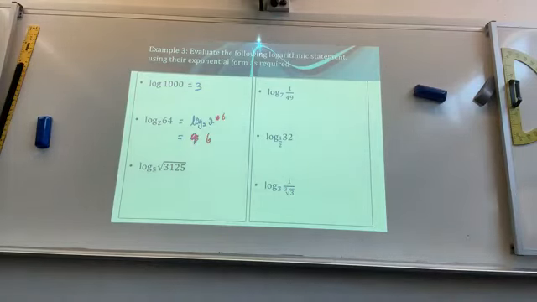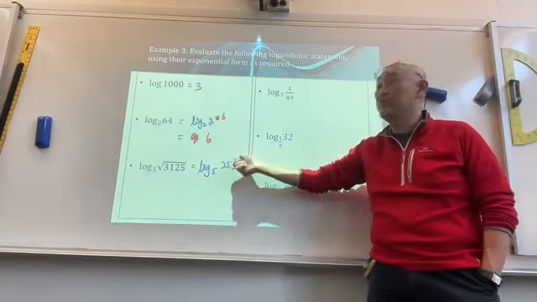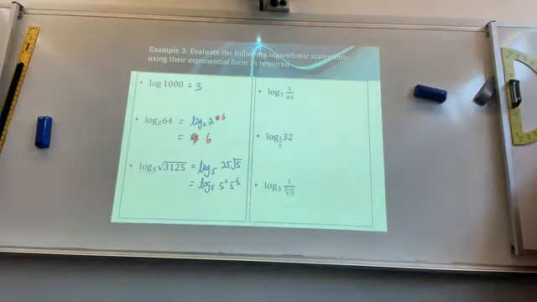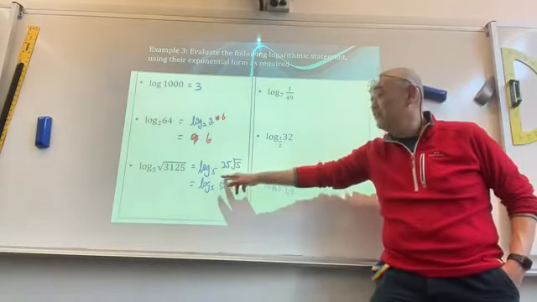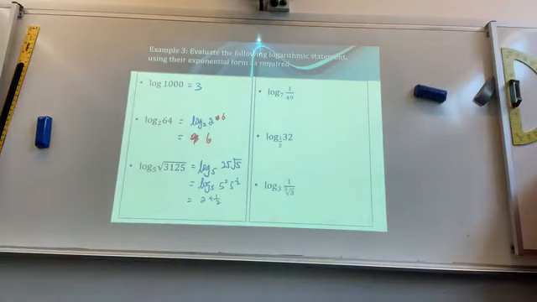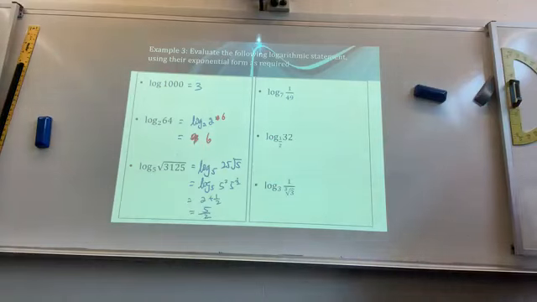Now, what about the square root of 3125? Log base 5 of it. 3125 is 5 to the power of 5, so the square root is 25 times square root of 5. I actually did use a calculator to find the square root of 3125. I rewrote this as 5 to the power of 2 and 5 to the power of a half. And you get 2 plus half, which is 5 over 2.